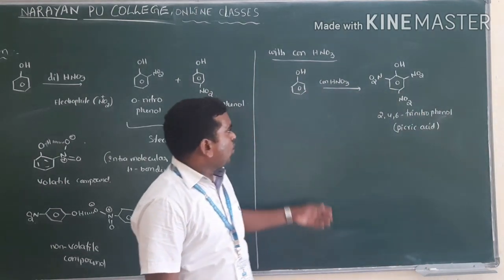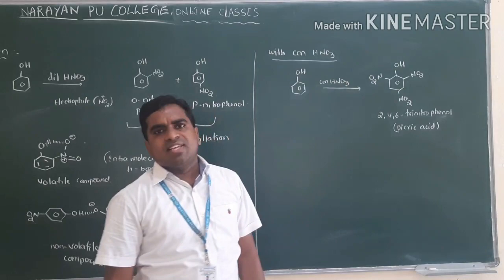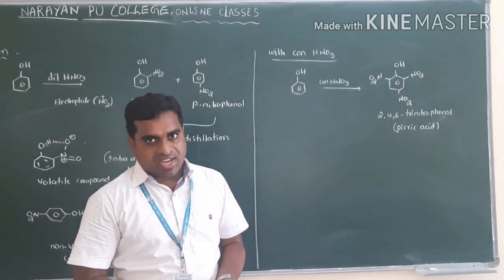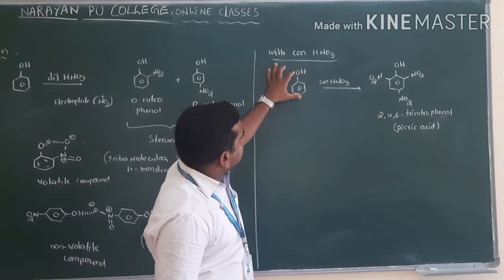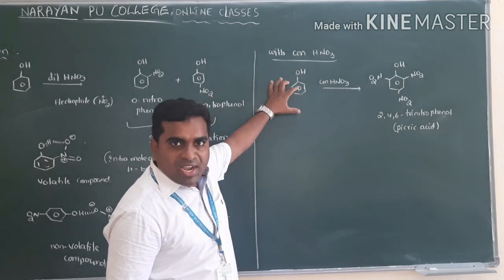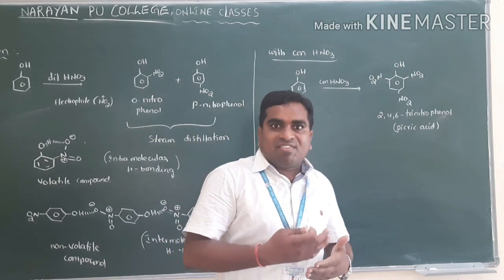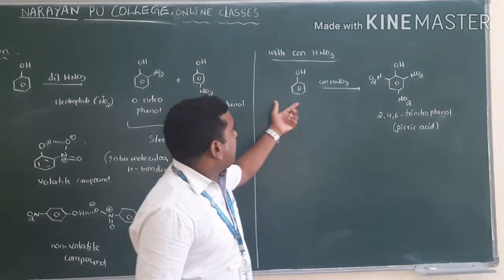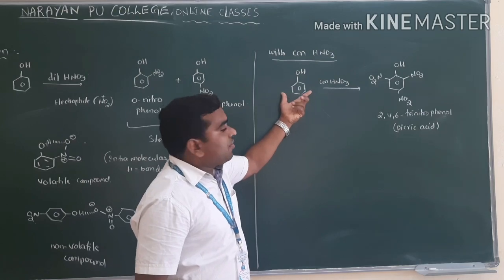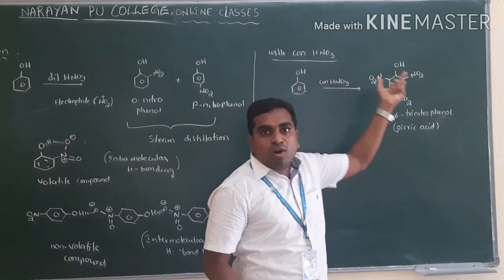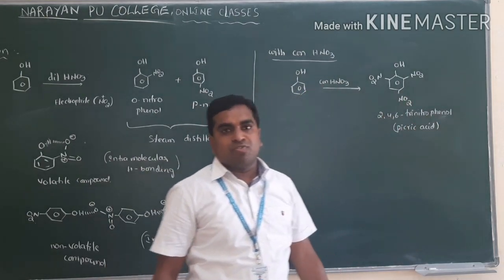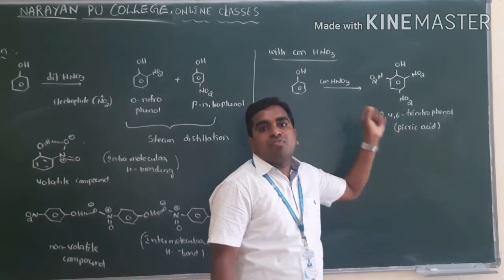Why? Because concentrated HNO3 is a very good, strong oxidizing agent. And the oxygen of this OH gives electrons to the benzene ring, and the benzene ring gets highly activated. So that's why, what will happen? Here it can act as an oxidizing agent. Some of the phenol is oxidized by the concentrated HNO3 and the remaining phenol is converted into 2,4,6-trinitrophenol. You will get a very low yield of the product.